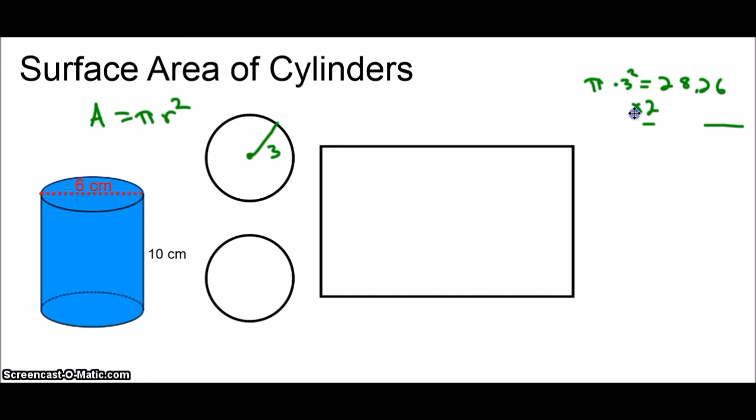So the surface area of the 2 circles is approximately 56.52 centimeters squared. I'm going to circle that. We'll need that a little bit later. Now to find the surface area of this rectangle, we need to know how long this side is and how long this side is. This side we can get directly from the height of the cylinder, which is 10 centimeters.